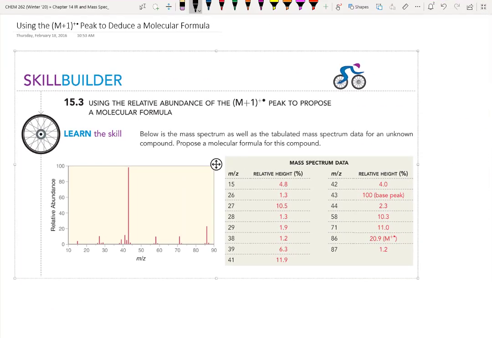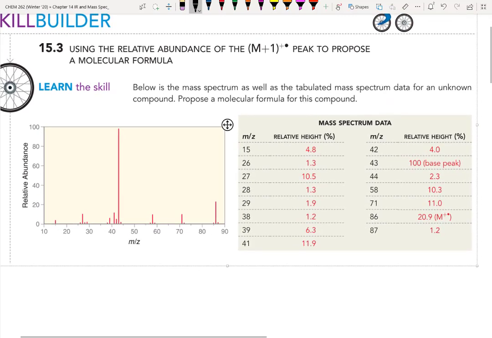Let's go to this one. In fact, I just pulled a skill builder from the book because I like it. So this one says, using the relative abundance of the mass plus 1 radical cation peak, propose a molecular formula. So let's go in and really zoom in on this.